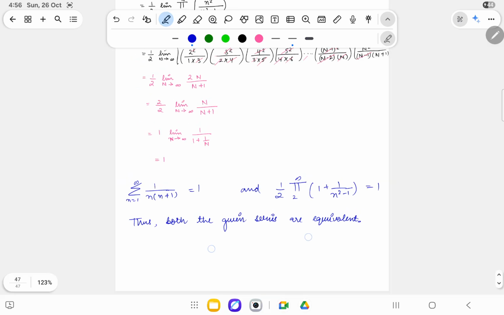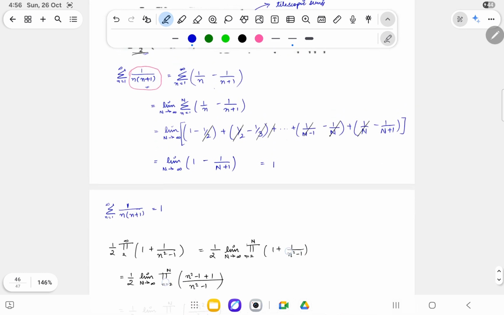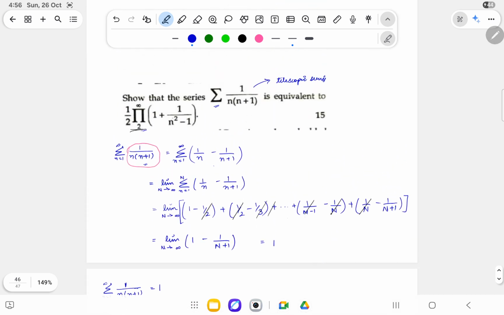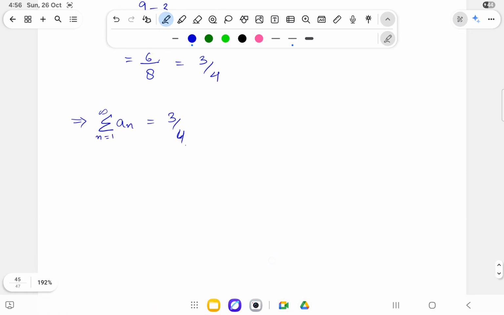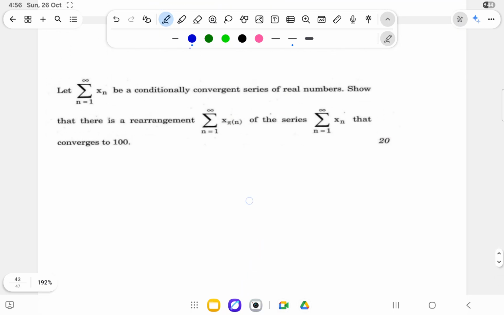So these are the only two questions that are asked on the application part of rearrangement of terms. Now we'll see the theorem. Like this question in which they straight away asked the proof of the theorem, that is the Riemann rearrangement theorem. So let's discuss its proof.